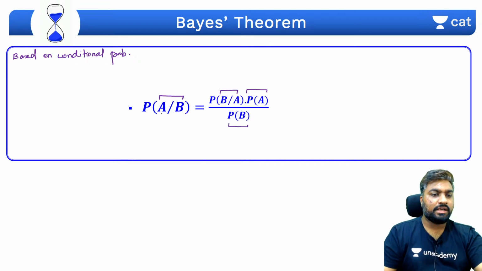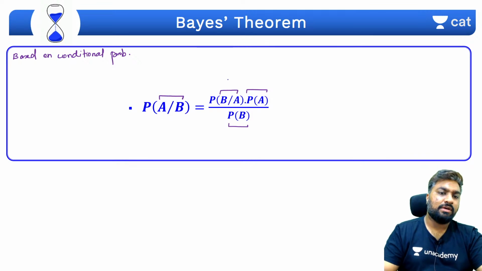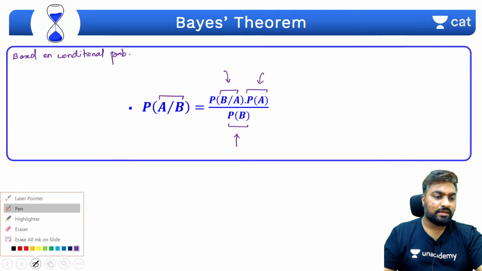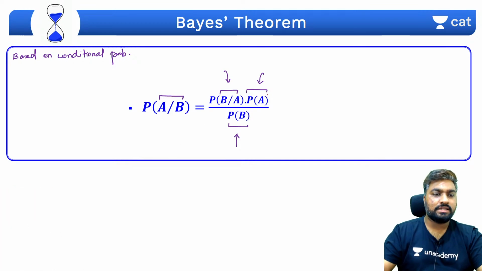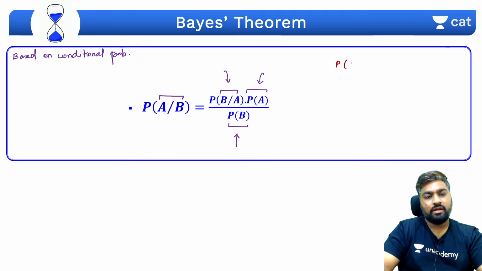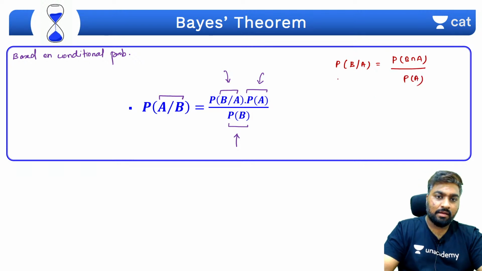Yes, probability of A when B is nothing but probability of B when A into probability of A by probability of B. ये कैसे इसको derive करोगे तो क्या हो जाएगा? See, probability of B when A is nothing but probability of B and A happening together upon probability of A. Correct? मेरे को क्या चाहिए?